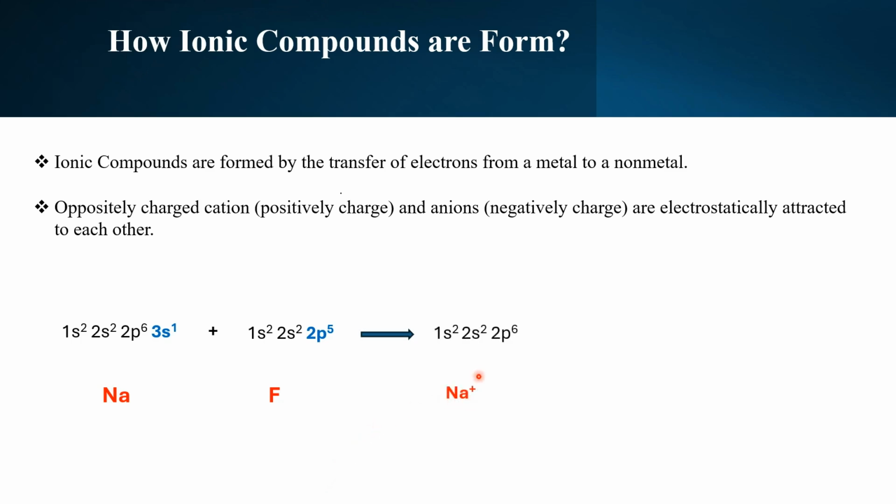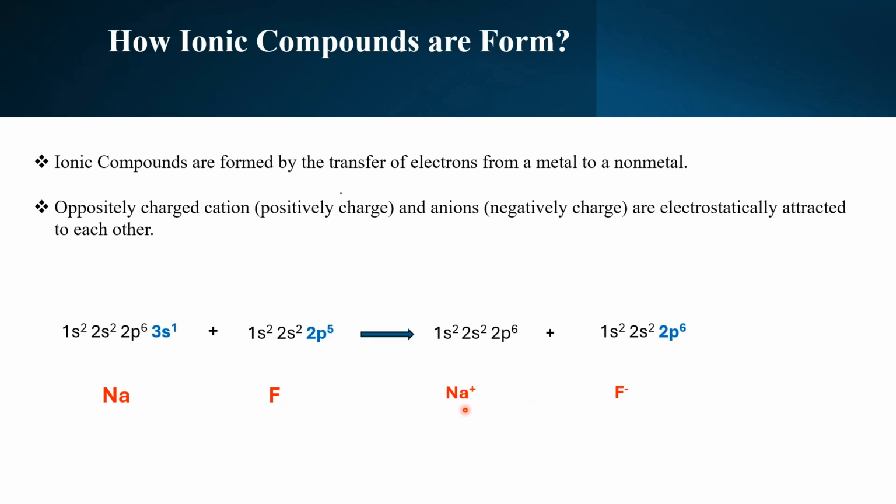Then it becomes the sodium plus cation. The reason is that the 3s1 electron is now transferred to fluorine. One electron less is indicated by a 1 plus charge. This is what we call a cation, or positively charged ion. And fluorine 2p5 becomes 2p6. One electron is gained by fluorine, so fluorine becomes the fluoride anion, F-1.